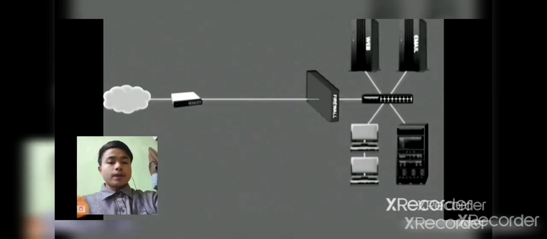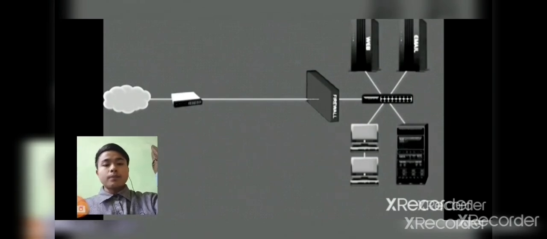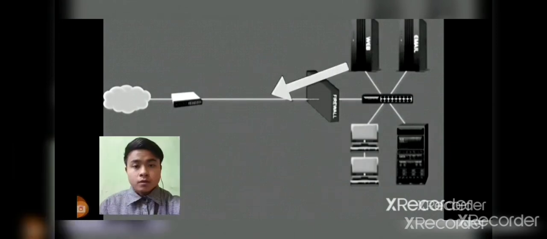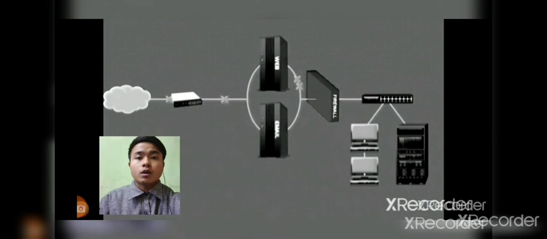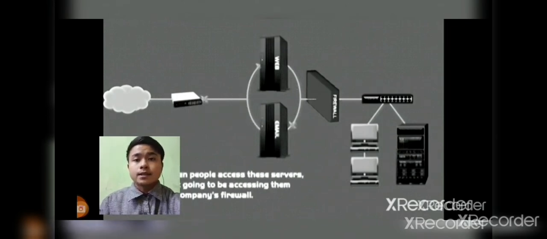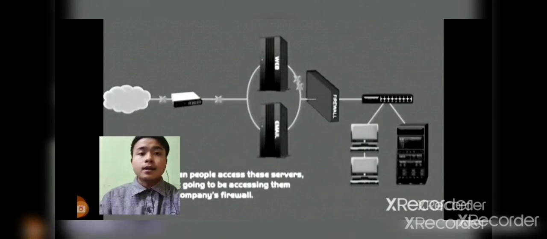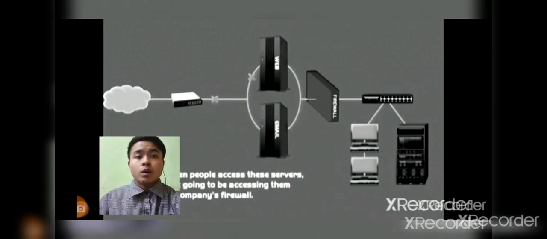But what if the company put the public web and email servers outside the company's internal network and on the opposite side of the firewall? The servers will still be in the same building, but they would be on the other side of the firewall. So now when people access these servers from the internet, they are not accessing them behind the company's internal firewall where the company's sensitive data is kept. These servers are now kept facing the internet and fully exposed.